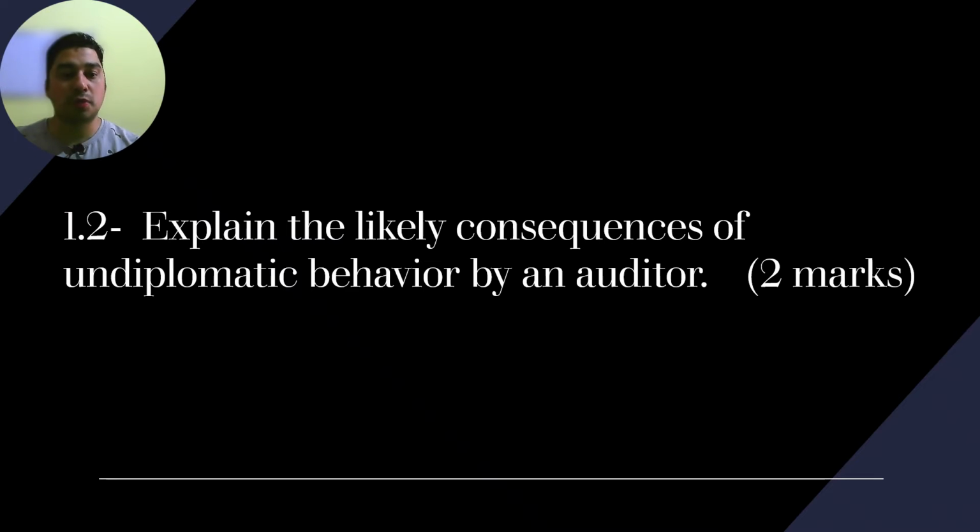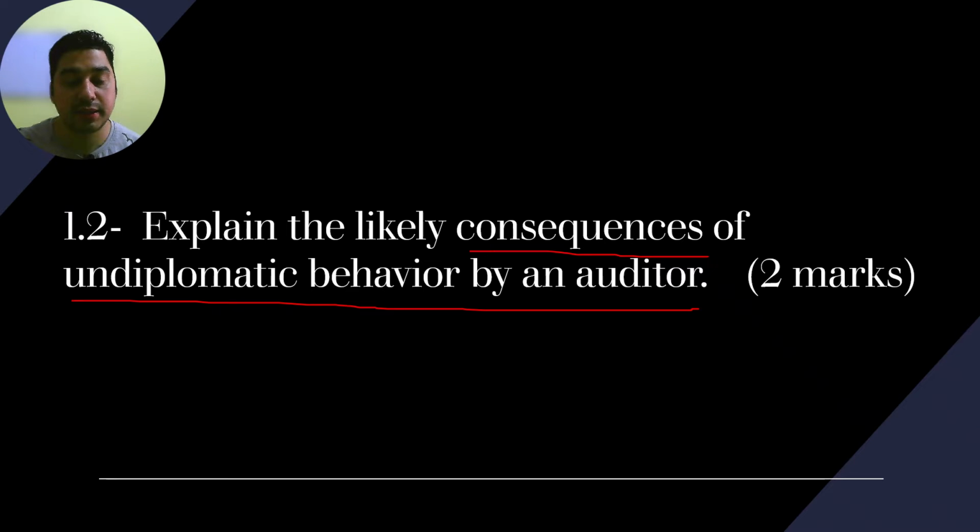Now question number 1.2, it's saying: explain the likely consequences of undiplomatic behavior by an auditor. What is the meaning of that? Explain the likely consequences of undiplomatic behavior. So what is the main word here? The main words here, you can see, are undiplomatic behavior by an auditor, and the consequences. So let's see how we have to answer this question.